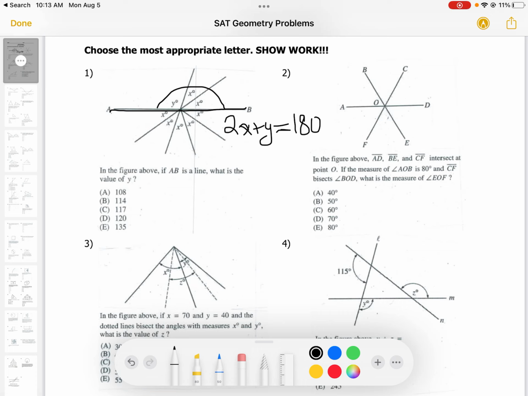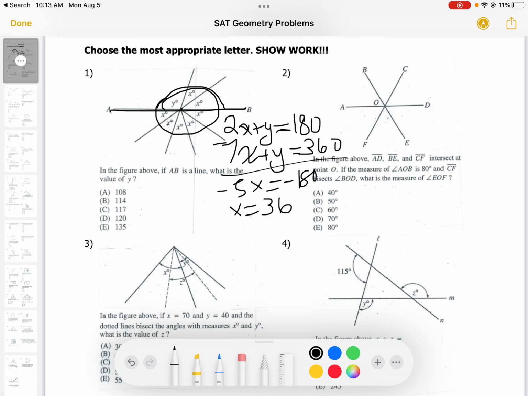And now, we also know that the sum of the angles around this point right here is 360. So how many x's do we have? 1, 2, 3, 4, 5, 6, 7. So 7x plus y is equal to 360. Now we could just subtract these two equations. You get negative 5x equals negative 180, and then you get x is 36.